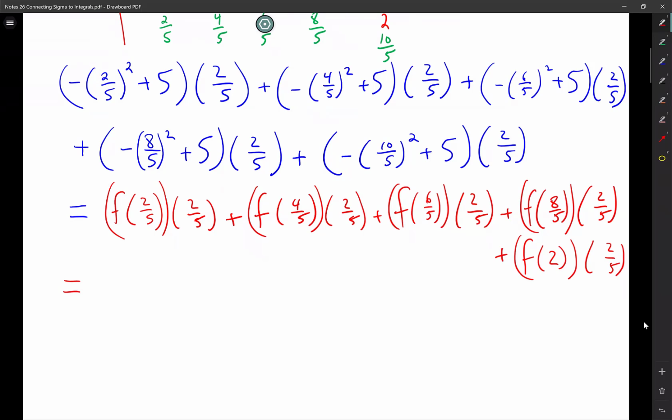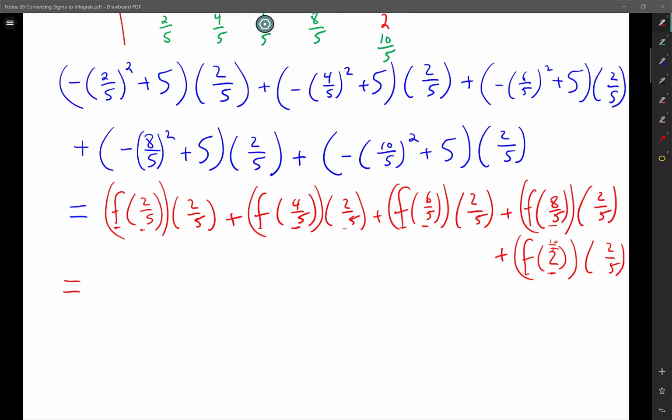All right, I'm going to take out Desmos. Before I continue, does everyone agree that this in red is the same as what I have in blue? The function evaluated at 2/5 times 2/5, the function evaluated at 4/5 times 2/5, the function evaluated at 6/5 times 2/5, the function evaluated at 8/5 times 2/5, and the function evaluated at 2, which is 10/5, times 2/5. Is that the same thing as in blue? Okay. I'm going to go to Desmos, guys, because everyone's getting something different, and I didn't calculate this beforehand.